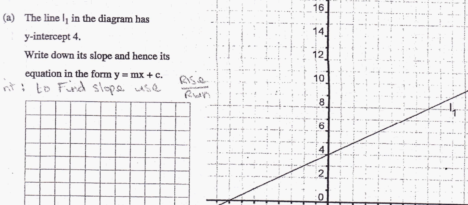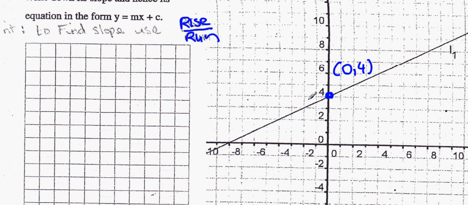Okay, next question. Write down the slope. It has a y-intercept of 4. So this is the point 0, 4. Now remember rise over run to find the slope. What you do is you pick any 2 points on the graph you want. So let's pick this point here.